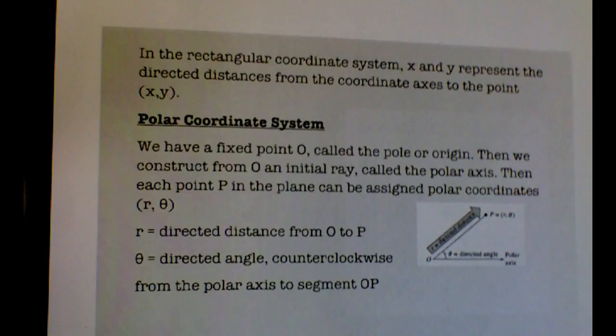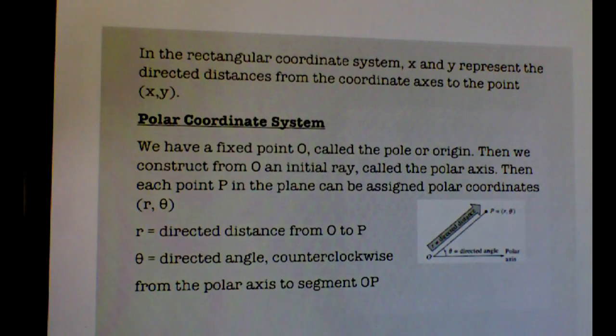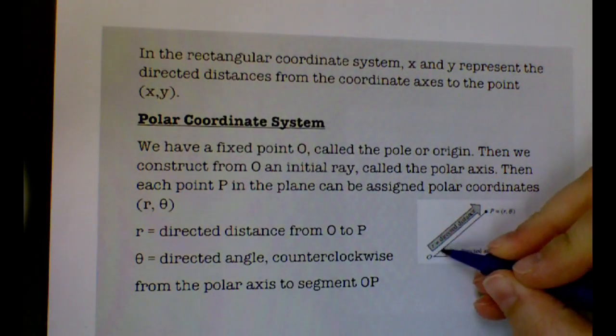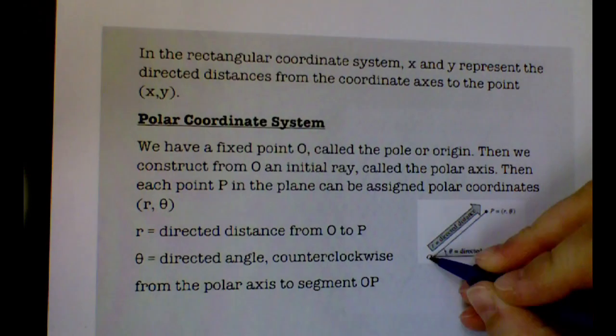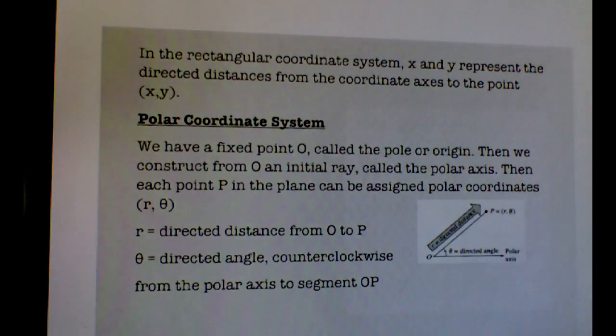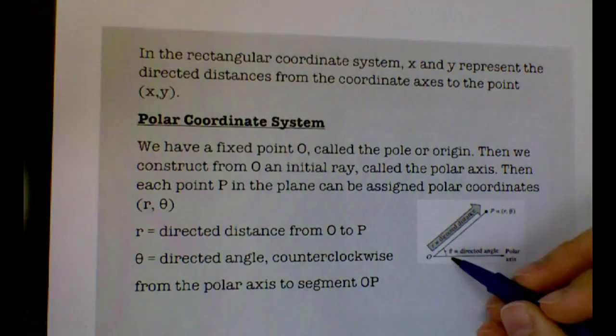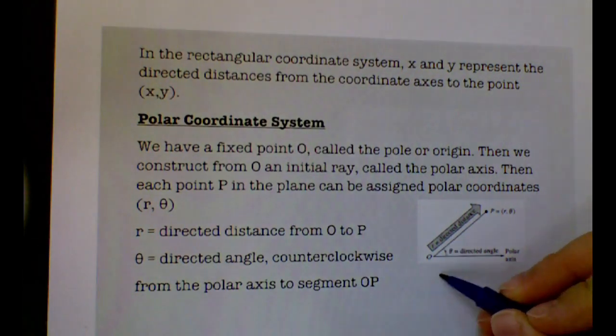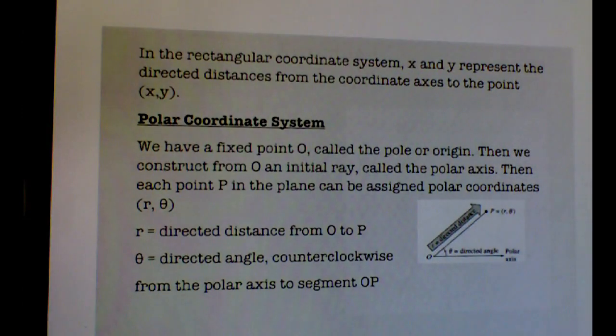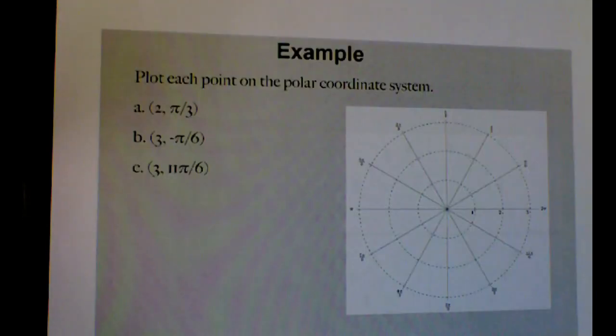R is the directed distance from O to P. So that's saying if it's positive, we go forward. If it's negative, we go backward. Theta is the directed angle. It's usually counterclockwise from the polar axis to the segment OP. If it was a negative angle, we would go clockwise. So our points are now going to be described using a radius and a theta, an angle.